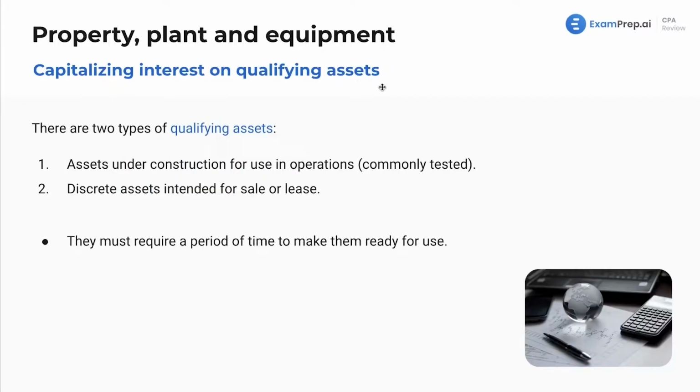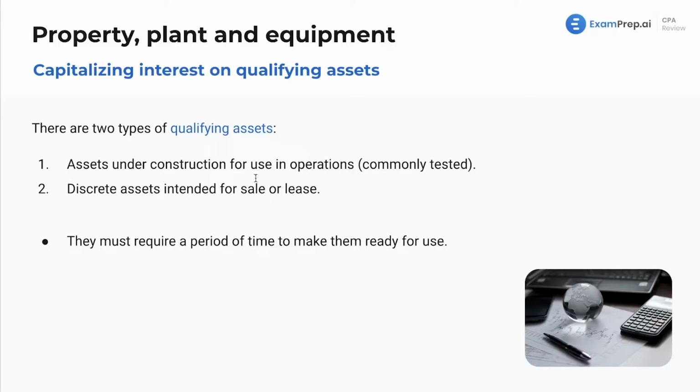Capitalizing interest on qualifying assets. Let's start digging into those rules. Well, there are two types of qualifying assets. Assets under construction for use in operation, so this is more commonly tested in the exam, and discrete assets intended for sale or lease. Let's focus more so on number one.